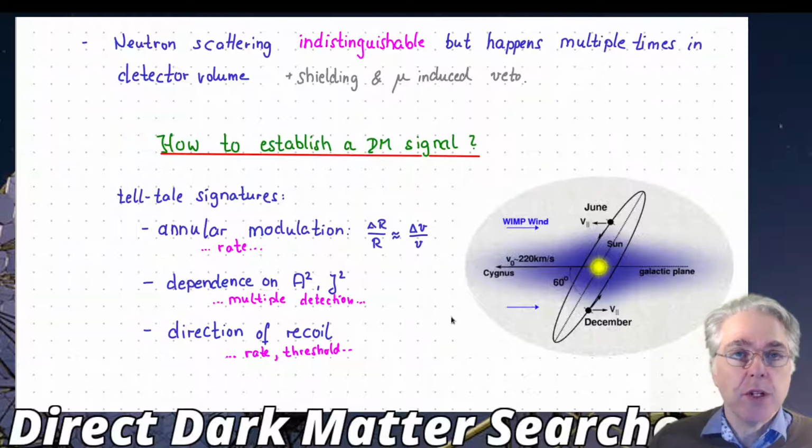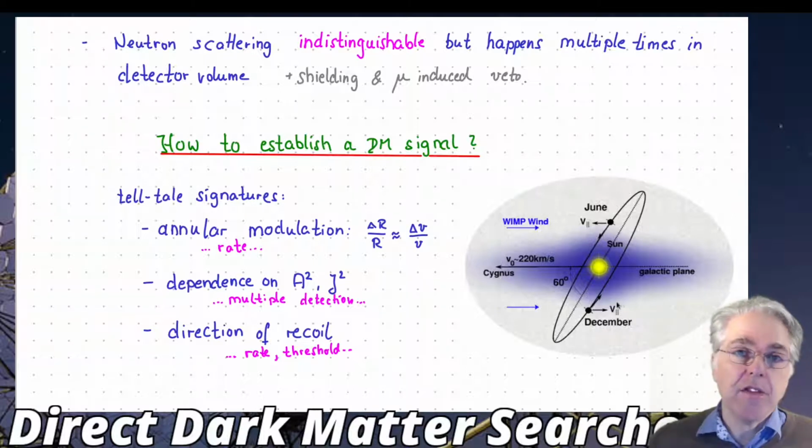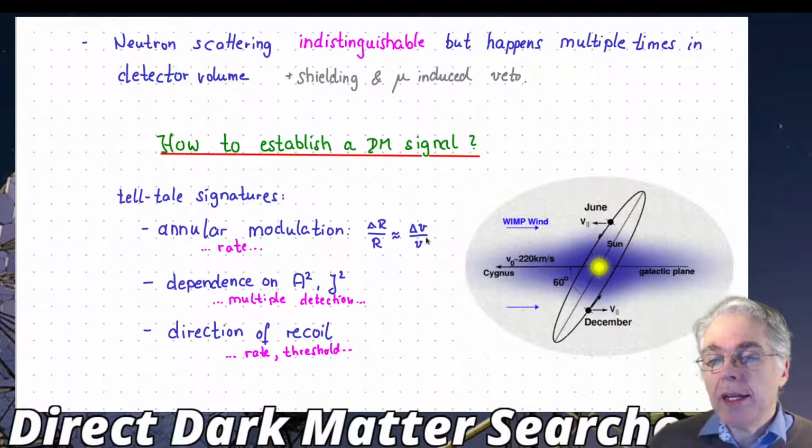And one of them is annual modulation. And that is something which comes from the fact that the sun moves around the galactic center, and the Earth moves around the Sun. And in the summertime, in June, Earth velocity and Sun velocity superpose in a productive way, so that leads to a larger velocity in the galactic halo, whereas in December, the velocities subtract from each other, so the average velocity is smaller. And the effect is, in the end, that there's a modulation of the rate with a yearly modulation. That's roughly the relative modulation corresponds to the relative velocity difference, related to the total velocity, and that's a few percent.